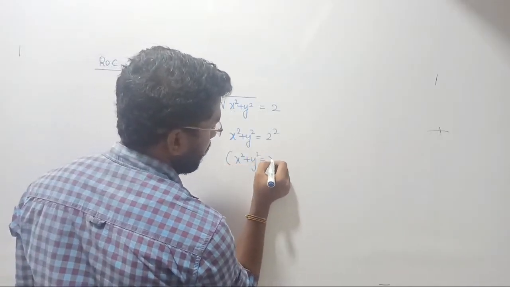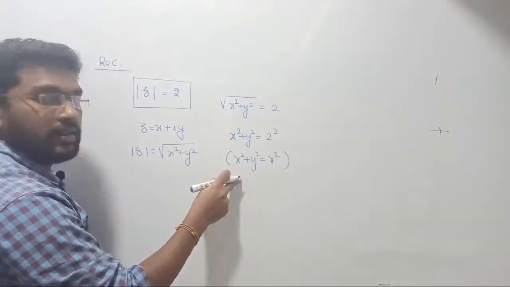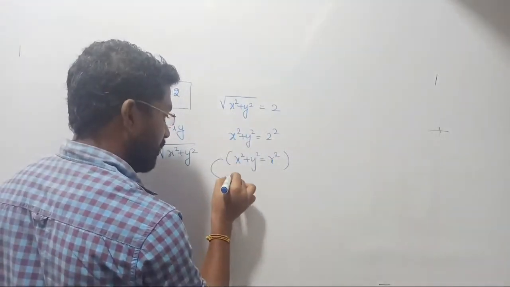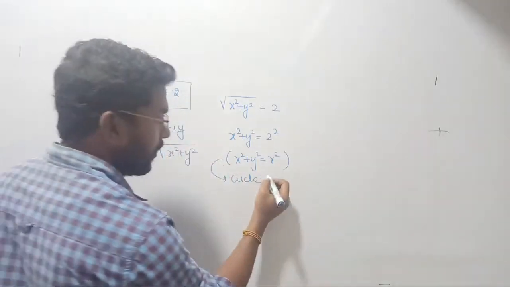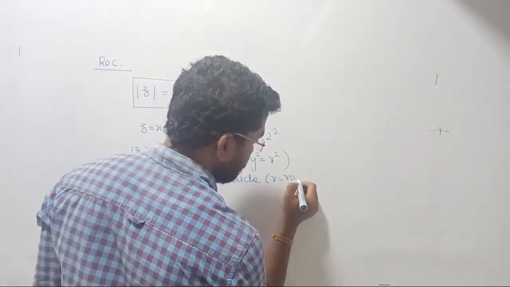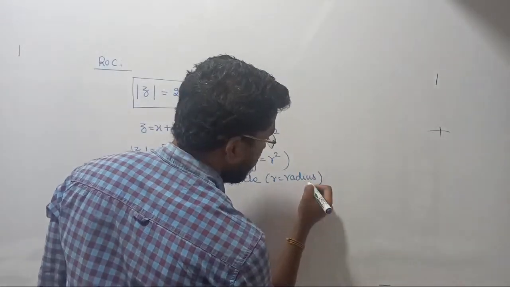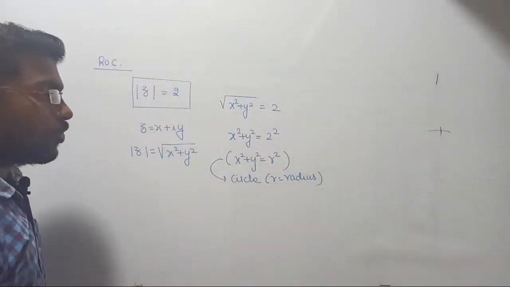x square plus y square equal to r square. What is this? This is nothing but the circle equation. Do you all agree with me? Yes. That is the representation of a circle where r stands for the radius of the circle. And what about the center point?